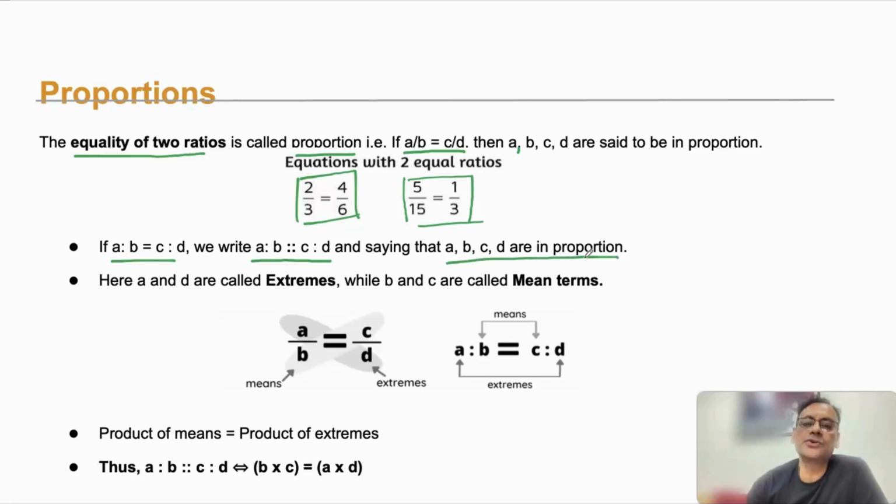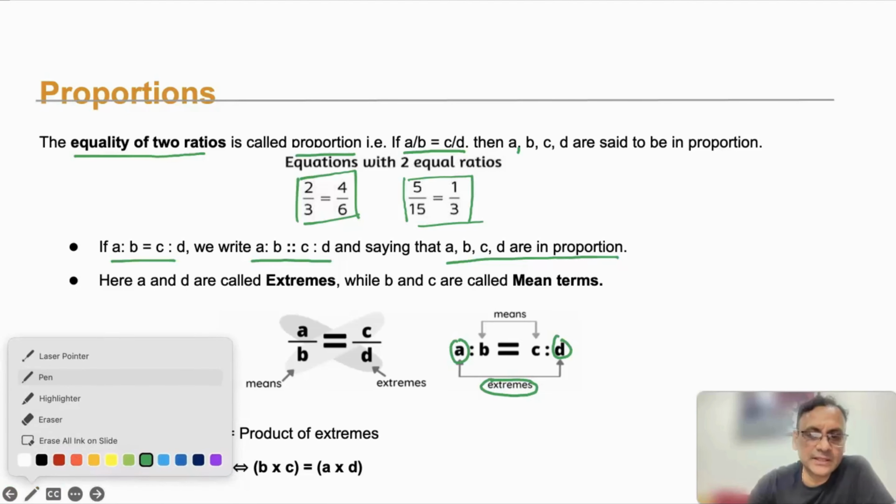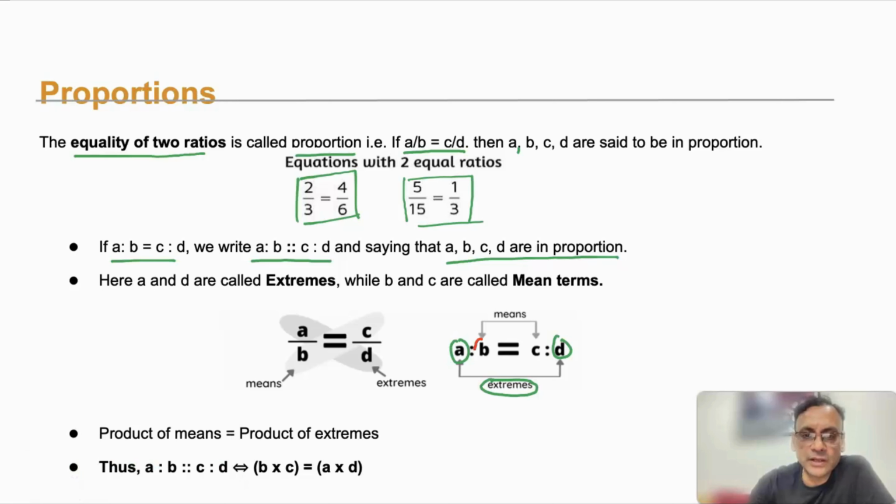Also, when you write it like this, notice that the terms at the corners, the starting term and the ending term, are called the extremes. And the two terms in the center, your B and C, are called the means. This is a terminology that we use.